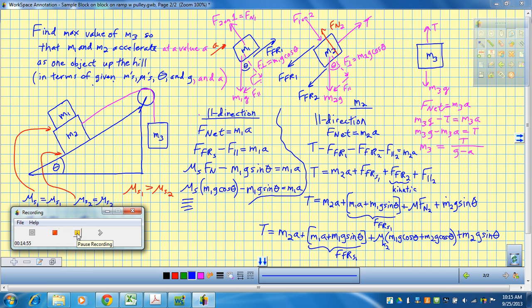So as our final step, again, you're just going to take that tension expression, this whole big long thing, you're going to plug it in up here for tension, and then that long, nasty algebraic expression is your answer for what M3 can be. So that ends this one.